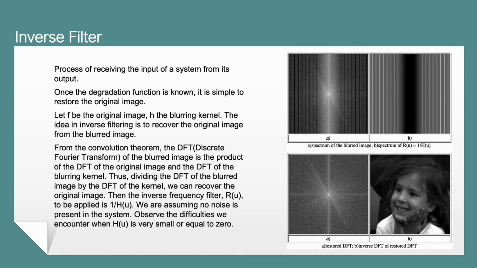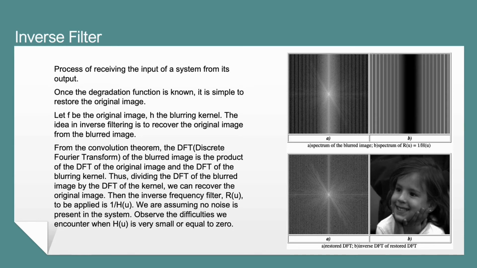Let us talk about the inverse filter. Basically, inverse filter is the process of recovering the input of a system from its output. It is a simple approach to restore the original image once the degradation function is known. Now here we can assume let f be the original image and h the blurring kernel. The idea in inverse filtering is to recover the original image from the blurred image.